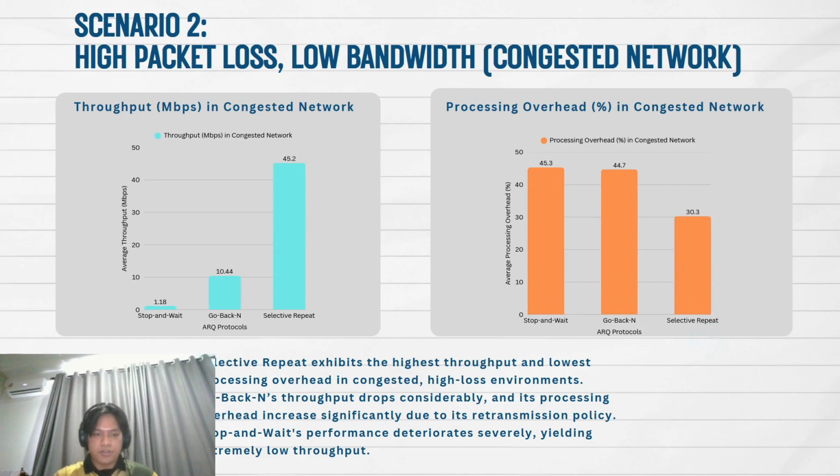So, as you can see on this chart, selective repeat exhibits the highest throughput and lowest processing overhead in congested, high loss environments, while go back N's throughput drops considerably and its processing overhead increases significantly due to its retransmission policy, and stop and wait's performance deteriorates severely, yielding extremely low throughput.